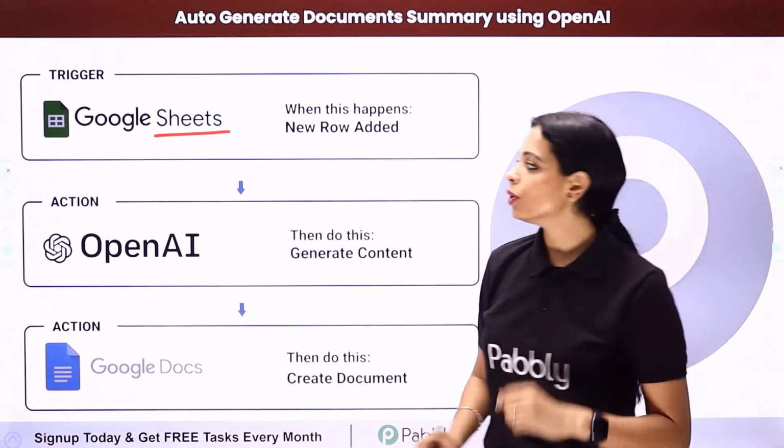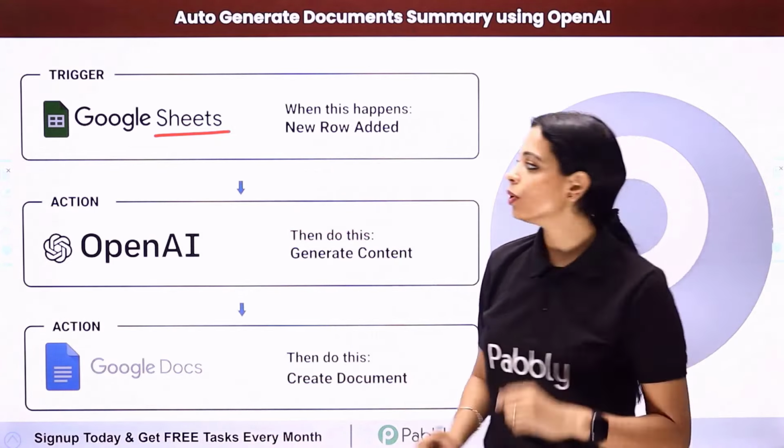For this, you will have to integrate the three applications: Google Sheets, OpenAI and Google Document. And the same can be done using Pabbly Connect software. Here, your trigger application would be Google Sheet, your action applications would be OpenAI and Google Docs. Now, how can you do this yourself, integrate and automate this entire process? To understand that, let me take you to my screen.